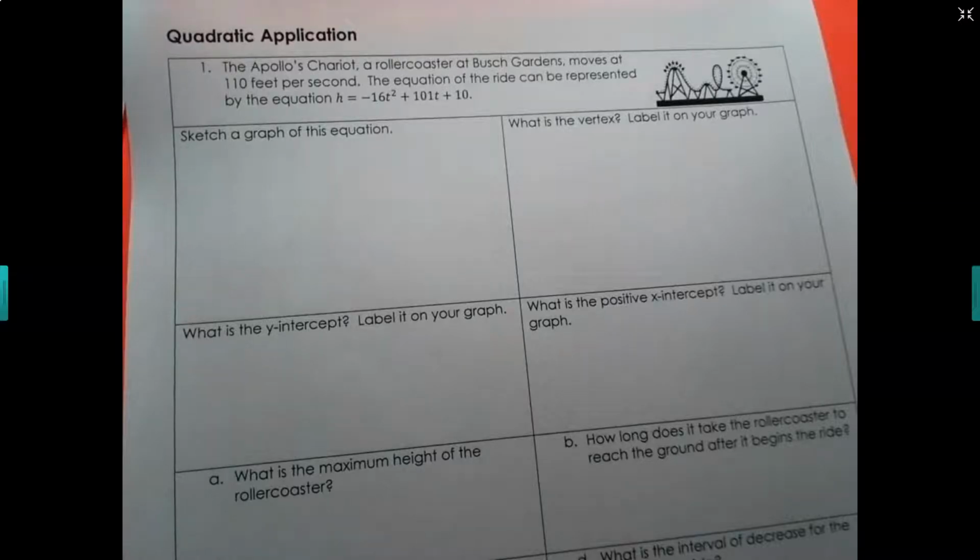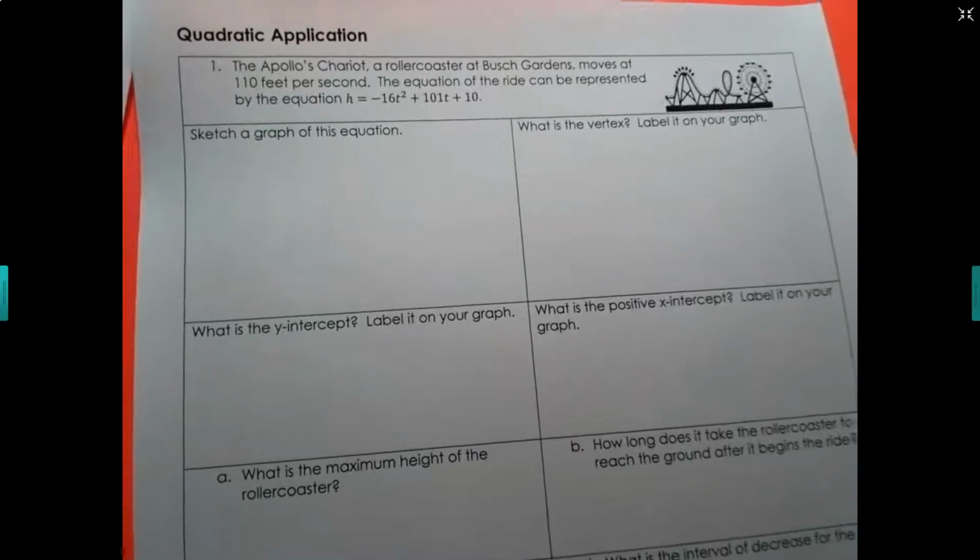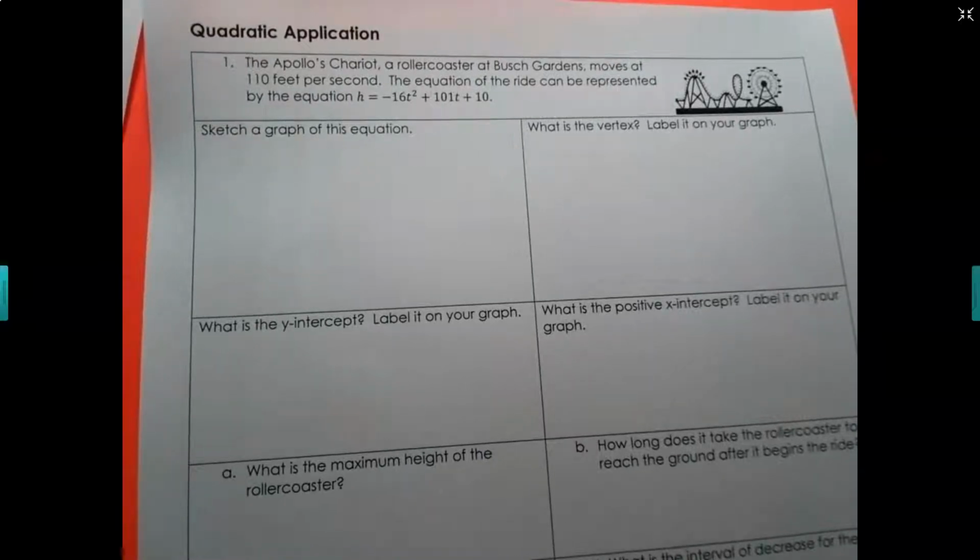Alright, guys, I'm going to help you get started with this application problem, and then you're going to answer the questions A through H on Canvas, and there's a practice quiz on there. I would suggest doing all your work on your paper first and then going and answering the questions. That would probably be the easiest.